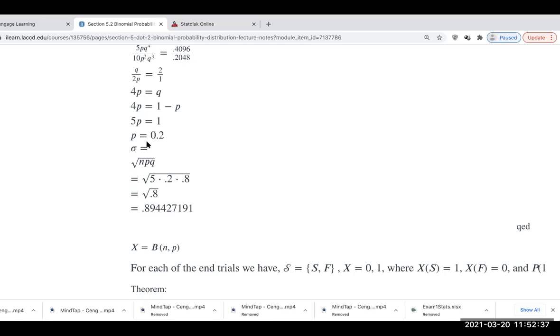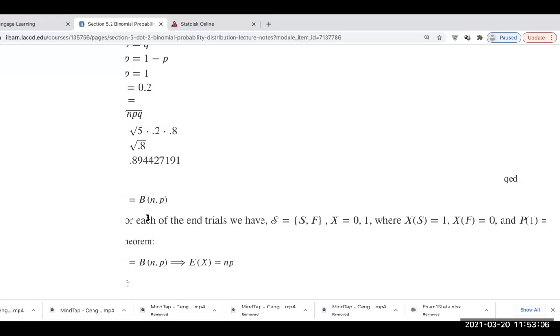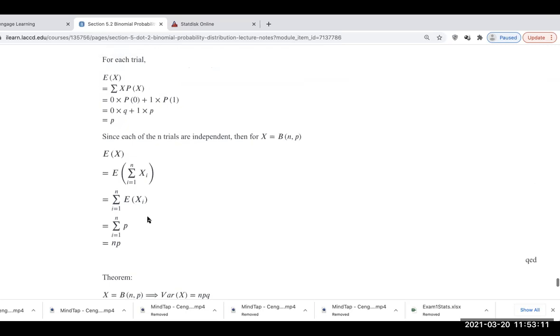Now, I also want to determine the standard deviation. The standard deviation for a binomial distribution is the square root of npq. So n is 5, p is 0.2, q is 0.8. So I want to find the square root of 0.8. 0.894427191.